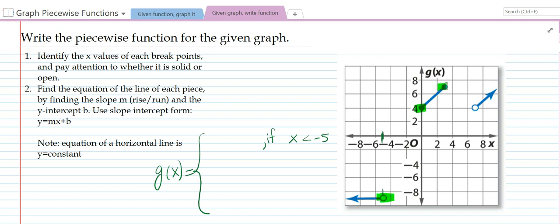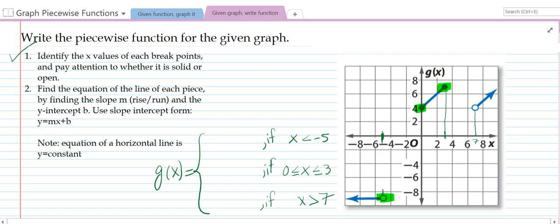Now we're going to do this piece. That occurs if x is between, so greater than or equal to 0 and less than or equal to, let's see what the x value is here, that's 3. Both of those are solid points, so we're going to put the equal signs. And then finally, the last one, that occurs if x is greater than 7, and it just goes on forever. So if x is greater than 7.